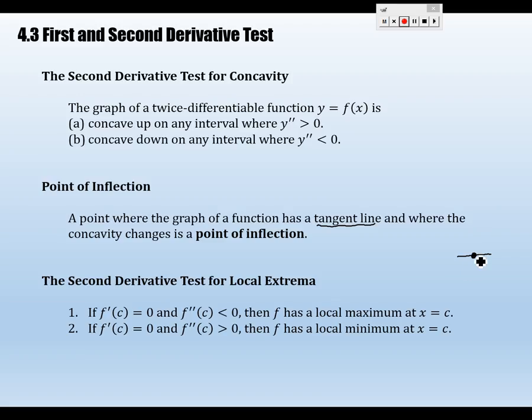Now, I haven't actually drawn the graph. If f double prime is less than 0, then what does that say about its concavity at that point? Then it's concave down. So I haven't drawn the graph here, but if it has a horizontal tangent line and it's concave down, then how do I have to draw it? Have I convinced you just from this picture that it must be a maximum?